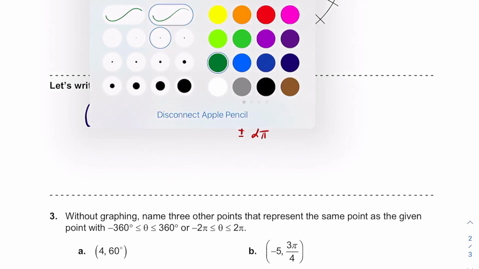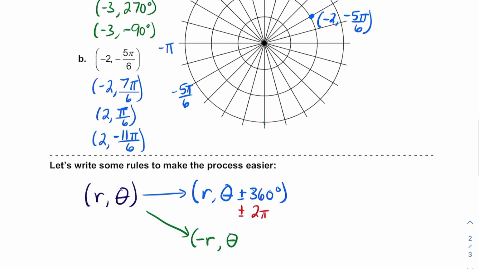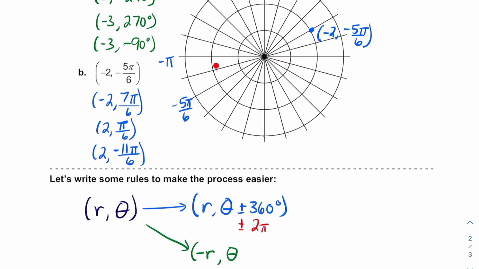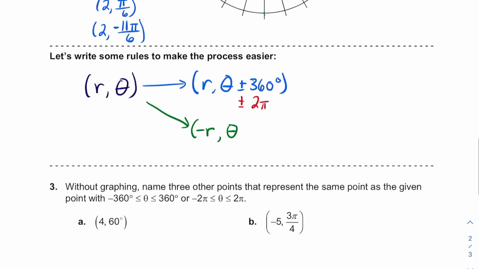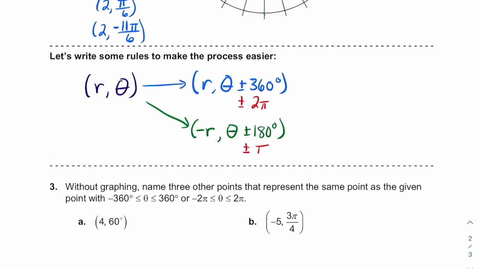If instead we make the radius switch signs, so it either goes from a positive to a negative, or it is negative and we make it positive, then instead of that, if we just want to go from one point to the other point, I'm actually going halfway around the circle, exactly halfway, which is 180 degrees. So this would be our angle plus or minus 180 degrees, or this is the same as adding and subtracting pi. So these rules actually can really help us narrow this down.